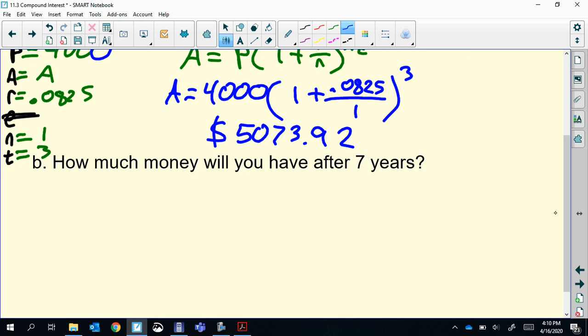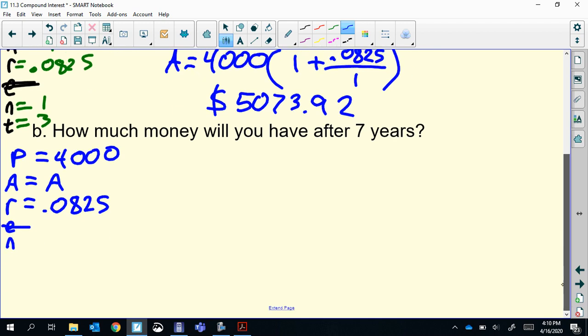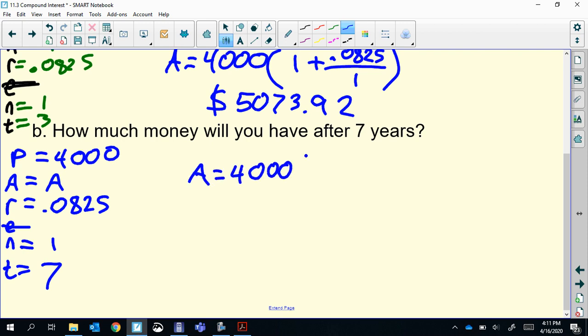How much money will you have after 7 years? So it's the exact same thing, except T is 7 instead of 3. Fill everything in like we did before, and then our formula: 4,000 times 1 plus R over N, so that's going to be the same as before, to the N times T. 1 times 7 is 7.